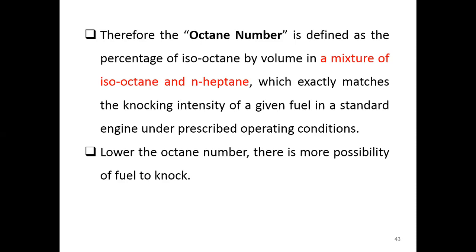Okay, so by lowering the octane number, there is more possibility of the fuel to knock, right? Because 100 means it has no knock, right? So a lower octane number leads to more knocks that can happen.